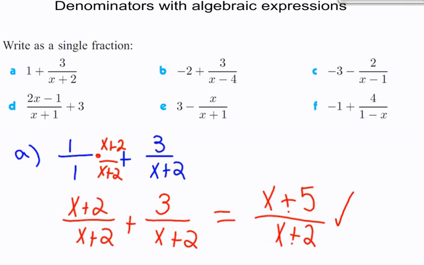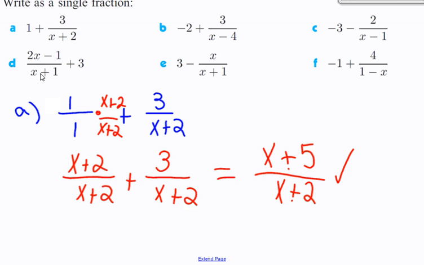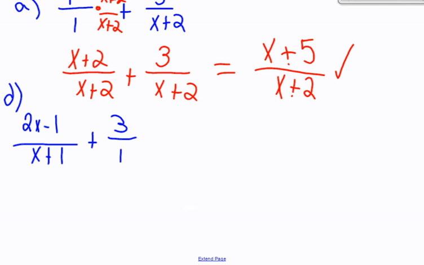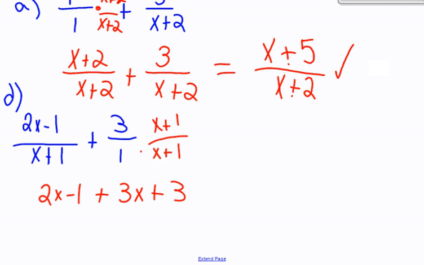Okay, one more example. Let's do letter D. We have 2x minus 1 over x plus 1 plus 3 over 1. So we want a common denominator. The easiest one is x plus 1. So we'll need to multiply 1 by x plus 1, which means we'll also need to multiply our numerator by x plus 1. So we've got 2x minus 1 plus 3x plus 3, and it's all over a common denominator of x plus 1.